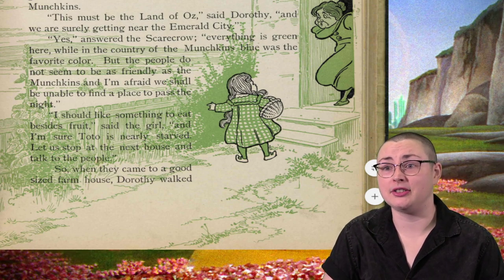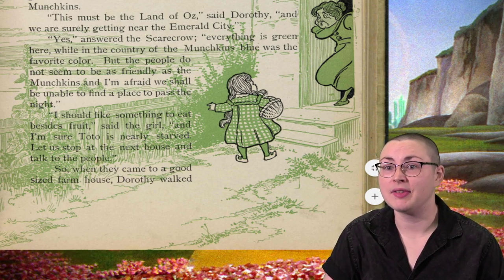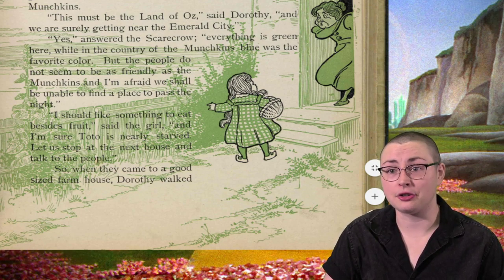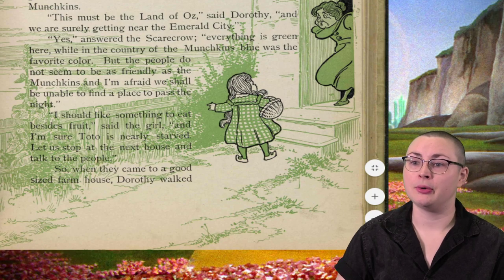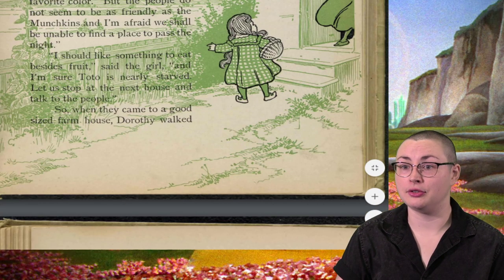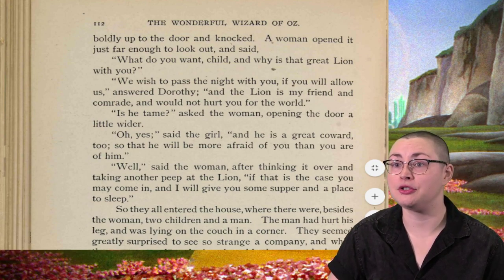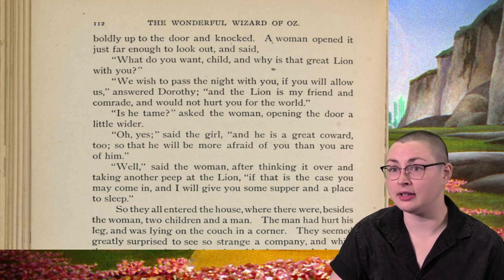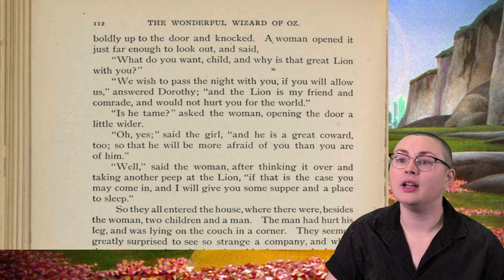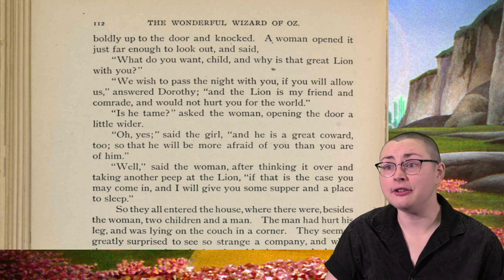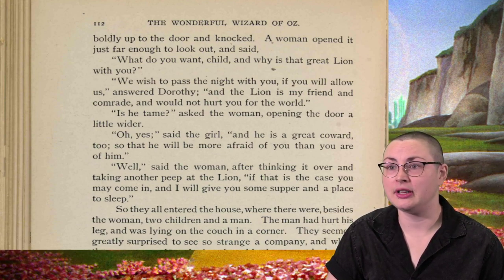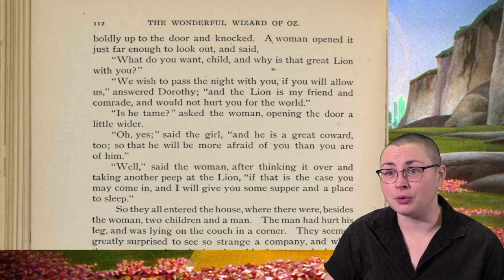"I should like something to eat besides fruit," said the girl, "and I'm sure Toto is nearly starved. Let us stop at the next house and talk to the people." So when they came to a good-sized farmhouse, Dorothy walked boldly up to the door and knocked. A woman opened it just far enough to look out and said, "What do you want, child? And why is that great lion with you?" "We wish to pass the night with you, if you will allow us," answered Dorothy. "And the lion is my friend and comrade, and would not hurt you for the world."